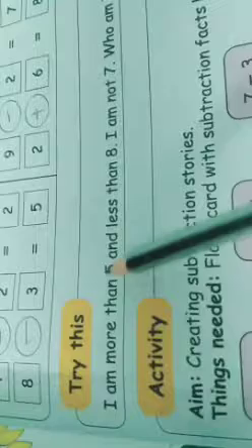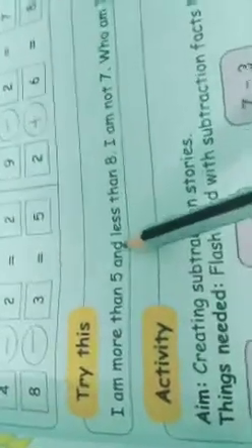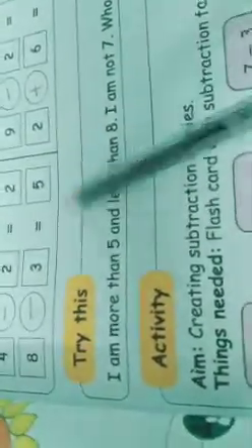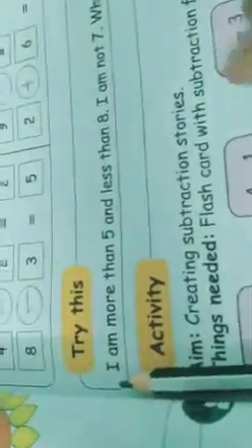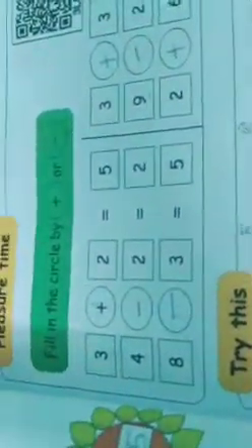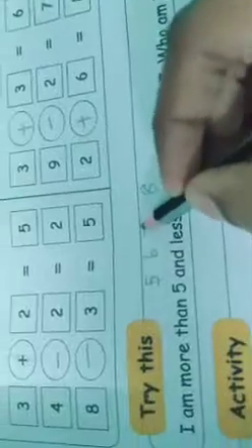Okay, I am more than 5. This is the number, ma. This is more than 5. More than 5 means what number, ma? That means after 5: 6, 7, 8, 9. But I am less than 8. Okay, more than 5 and less than 8. Say this in-between number, ma. After 5: 6, 7.